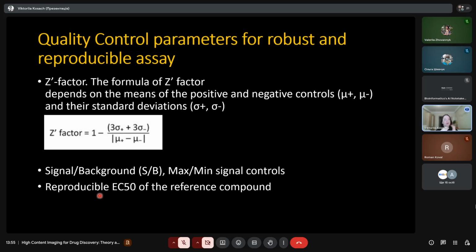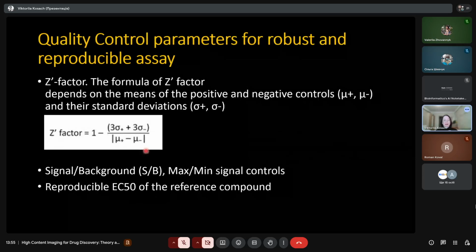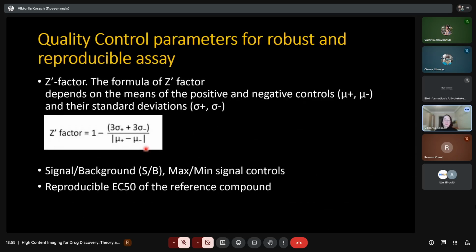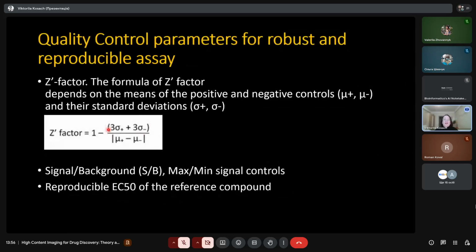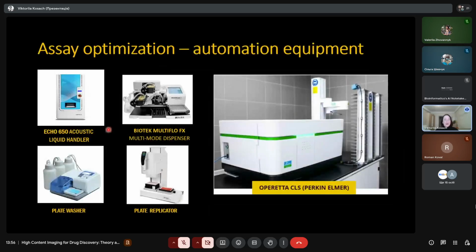So if you would like to improve the quality control of your assay and to reduce the variability, you could try to lower the standard deviation of your assay. Usually, to do it, you will use automation of your assay. You will not do it only by your hands. So you will include some robotic machines, robotic instruments. For example, there are several options.